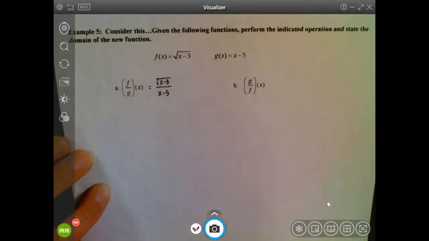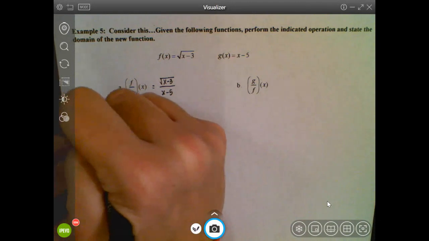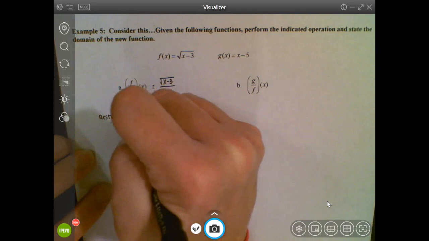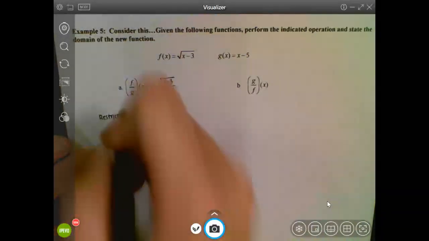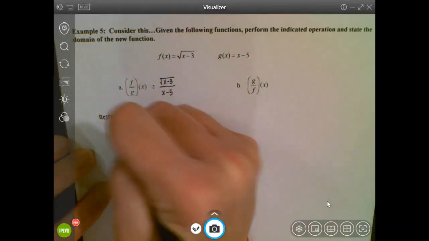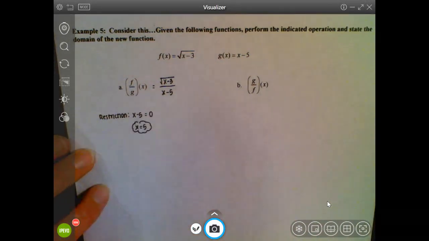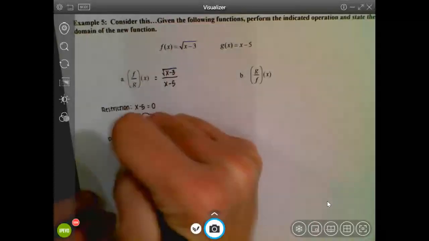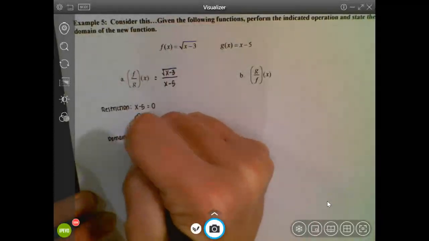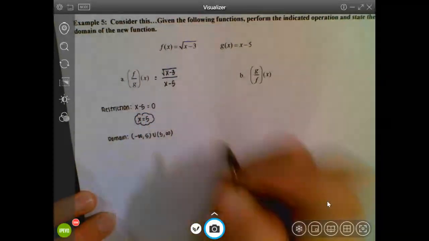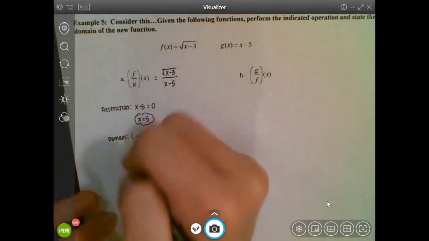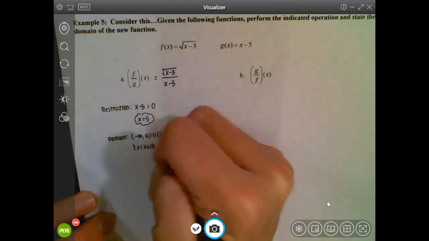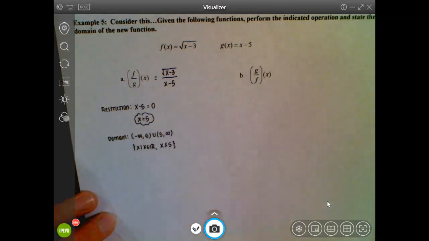So we want to state the domain. Again, the restriction is going to come from the denominator. So x minus 5, and we want to set that equal to 0. So if I solve that out, that's going to tell me that my restriction is x is equal to 5. So that's going to be the value that I want to skip over. So my domain is going to be all real numbers except for 5. So negative infinity to 5, union 5 to infinity, or in set notation, x such that x is an element of the reals, x can't be equal to 5.